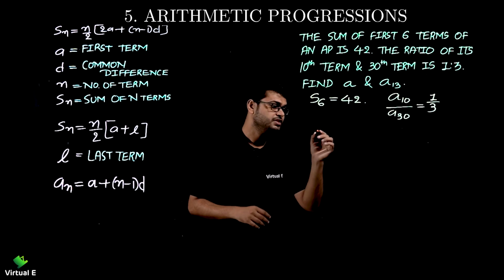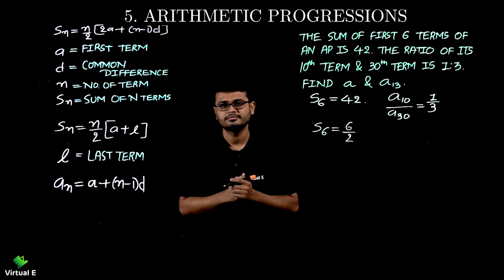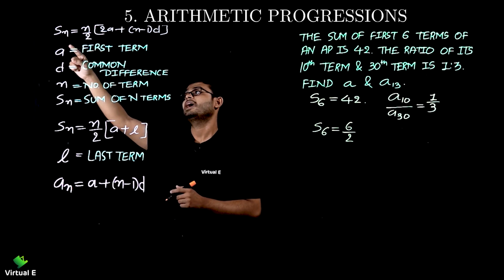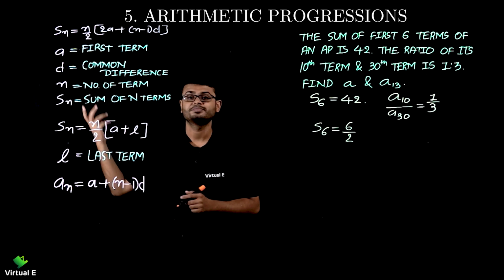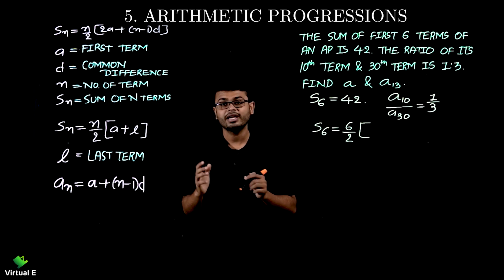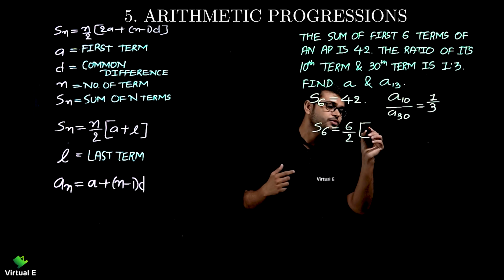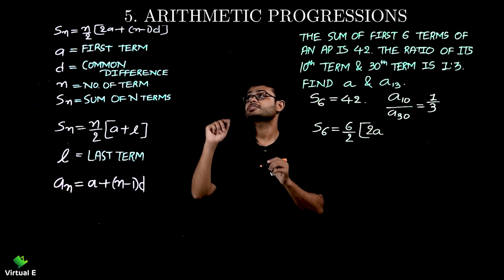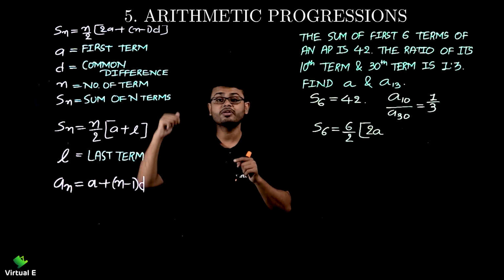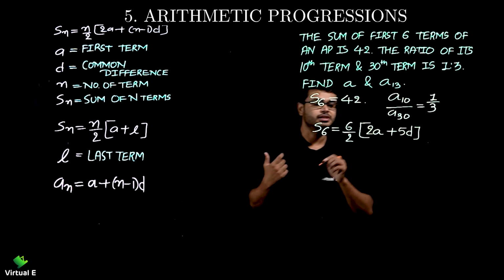Yes. So S6. S6 is equal to 6 by 2. Why have I written 6 by 2? Think. Sn is equal to n by 2. If my value of n is 6, here I will be writing 6 by 2. Simple, logical. Then 2a. Do I have value of a? No. That we need to find. How can we substitute? So 2a is going to remain as it is, plus here (n minus 1). What's my value of n? 6. 6 minus 1 what? 5. So 5d. Simple, right?